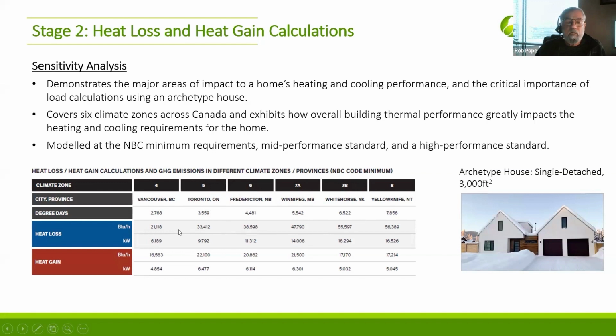How the climate zone changes the heat loss and the heat gain, right? Obviously, and anybody will know intuitively, that a colder climate means more heat loss. And similarly with the heat gain. So this was done with code minimum numbers. Same house, different climate zones, different outcomes.